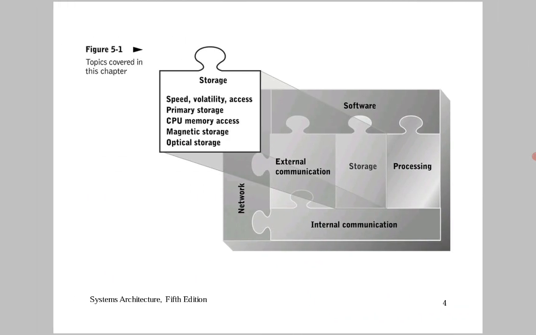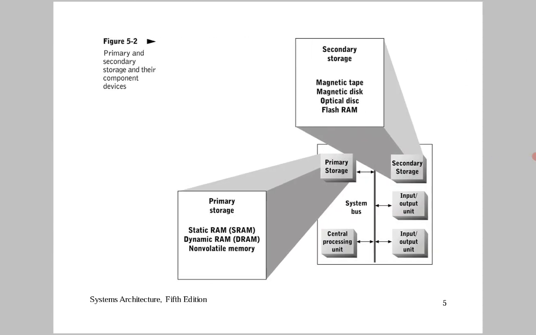So, there are many parameters used while using storage devices, like speed of the memories, and volatility, means permanent or temporary memory. Generally, what type of memory it is, like permanent memory or secondary memory, and access of primary storage, how to get primary storage, and CPU, central processing unit, and memory access, how to access memories, and how to access magnetic storage devices and optical storage devices like that.